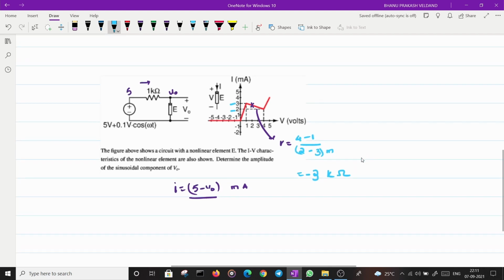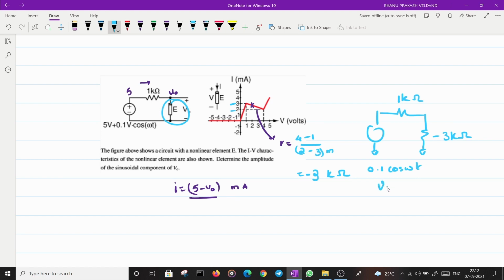So in my small signal model, I will just use a resistance of minus 3 kilo ohms in place of this device. 1 kilo ohm stays as it is, and this is 0.1 cos omega t. Let's call it Vin. So if I have to write VO in terms of Vin, it's just a resistive network. VO is equal to Vin into minus 3k plus 0 divided by minus 3k plus 1k. Simple resistive divider equation.